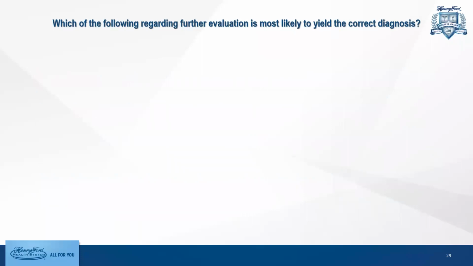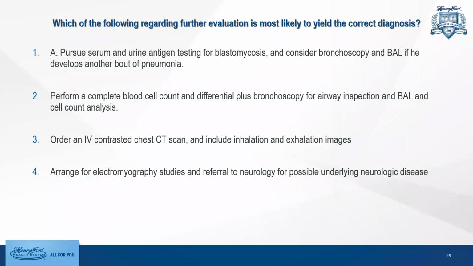Okay, which of the following regarding further evaluation is most likely to yield the correct diagnosis? Pursue serum and urine antigen testing for blasto, bronchoscopy with BAL. If he develops another pneumonia, perform complete blood counts, differential, bronchoscopy for airway inspection, order IV contrast chest CT, including inhalation and exhalation images. Arrange for EMG studies and referral to neurology for possible underlying neurological disease.